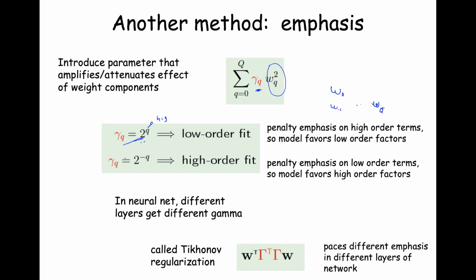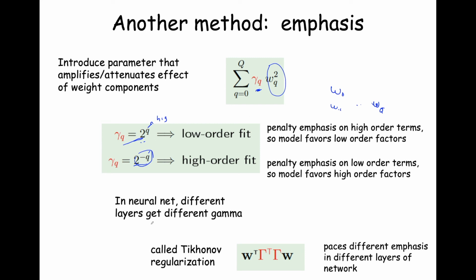And so if your Q, your order, is larger, this is going to be a much smaller value, right, it decays, and that means the higher order terms, w_q, are going to contribute less penalty to your minimization problem. So it's going to tend to want to put more weight budget into the weights corresponding to high order terms. And so here the penalty will emphasize low order terms, so the model favors the high order factor. And in the first case, the penalty emphasis was on the higher order terms, so your model, when you're minimizing, is going to favor low order factors.